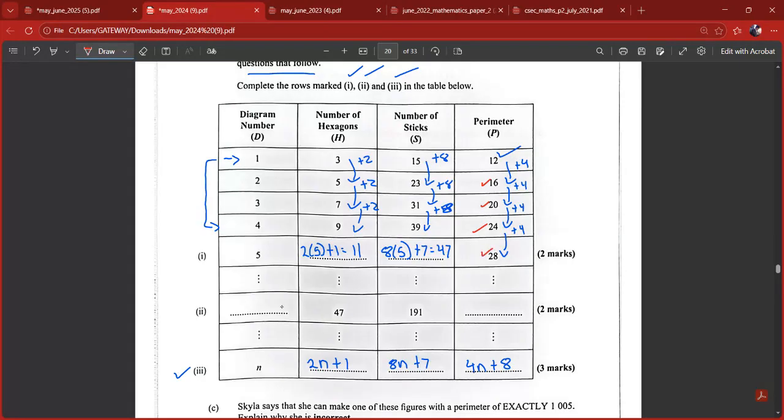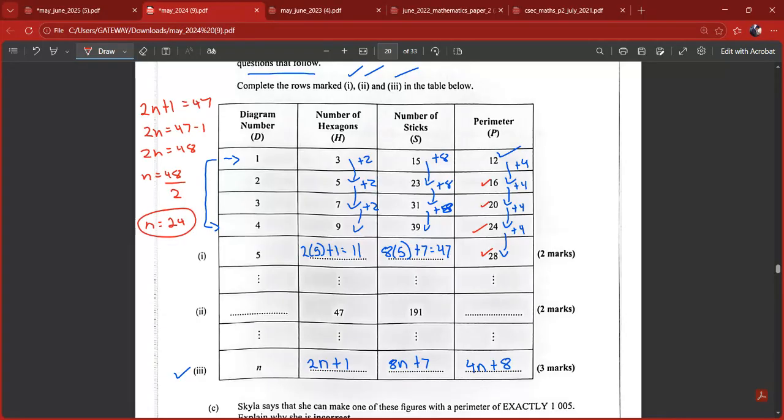Now we need to find n when the number of hexagons is 47. So I'll simply let the formula, which is 2n plus 1, be equal to 47. So 2n would be equal to 47 minus 1. So 2n would be equal to 48. Therefore, n will be equal to 48 divided by 2. Therefore, n will be equal to 24.